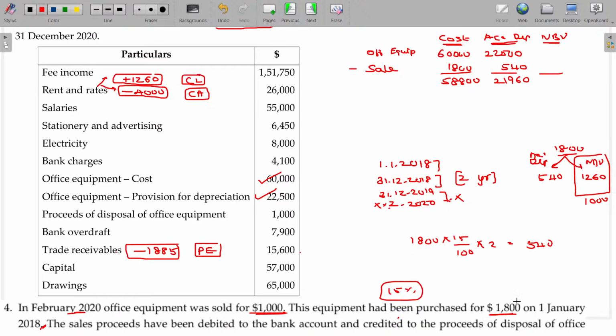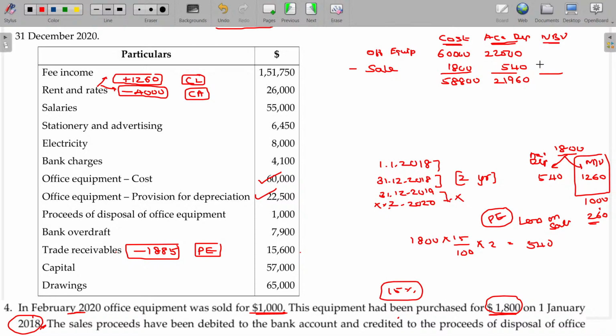This equipment had been purchased for 1800. As it was purchased in 2018, we created the depreciation for the 2 years, which is 540, and it sold for 1,000. 260 we get lesser. This lesser amount is nothing but loss on sale of the asset. Loss on sale of the asset goes in the profit and loss section as expenses. Okay, clear?